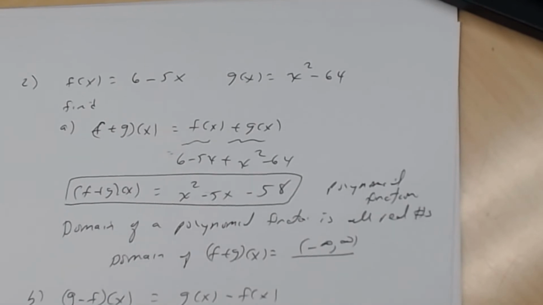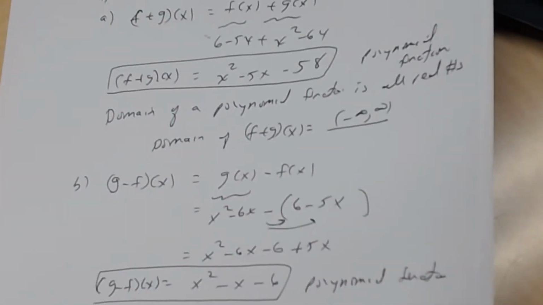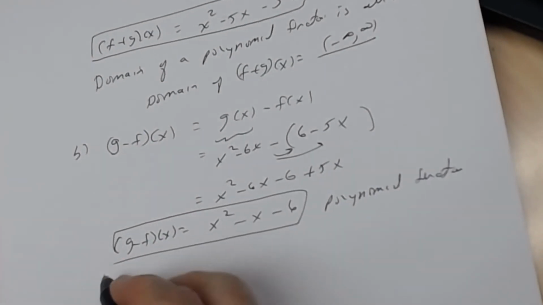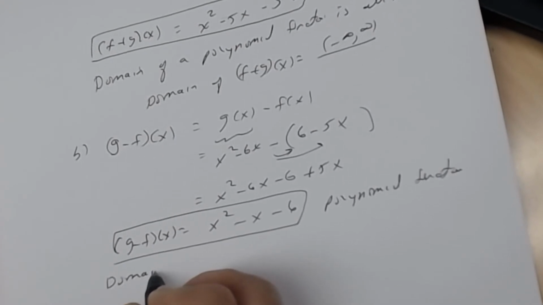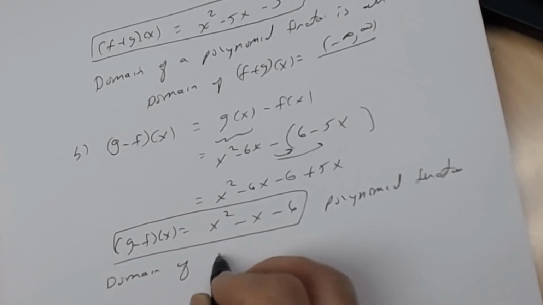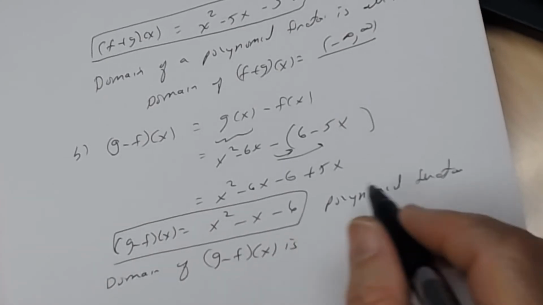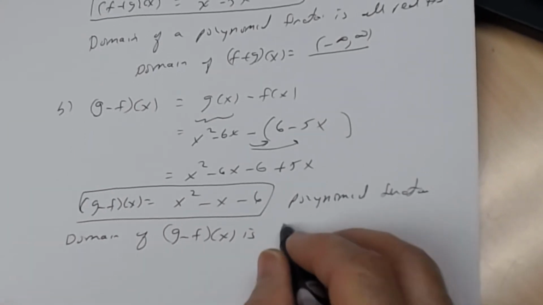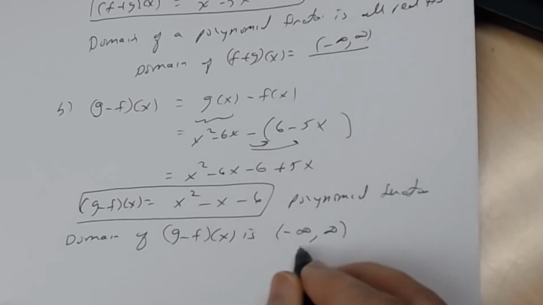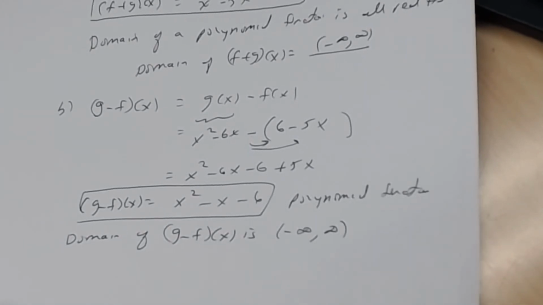That's the domain of a polynomial function. All right, so the domain of g minus f at x is, you would say, all real numbers. So negative infinity to infinity.